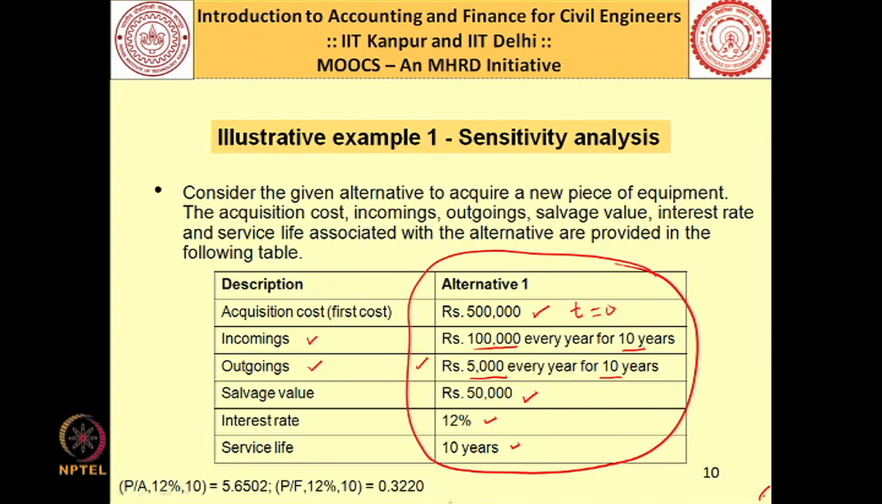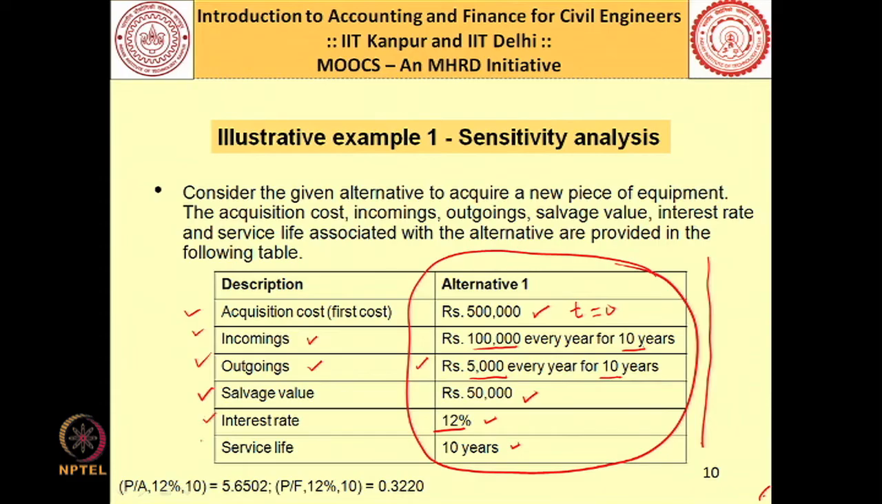Or for that matter, salvage value 50,000, it changes to some other value. What will happen out of that? Interest rate, instead of 12%, some other interest rate, what will happen to my original decision? So, before we see the impact on our original decision, first we would like to see what is my original decision. So, given this data, what will you do?